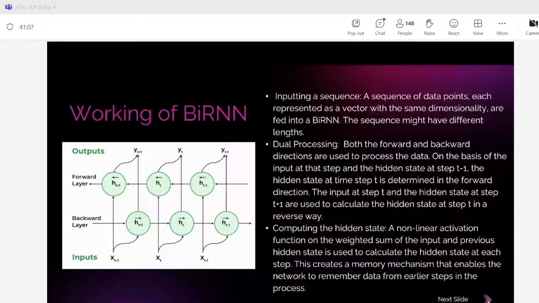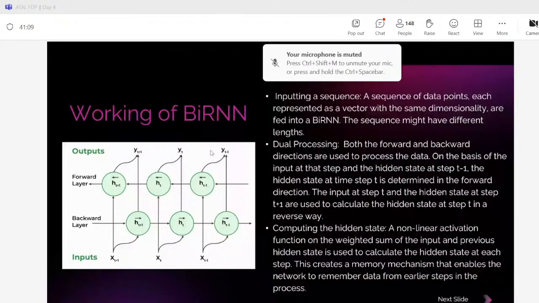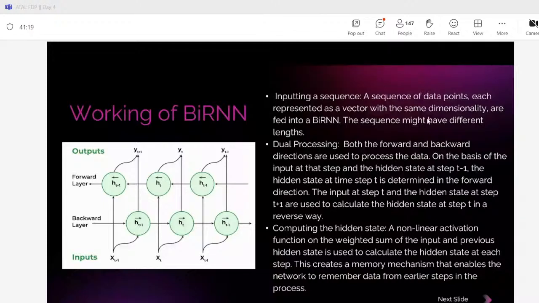Thank you. So this is the working of BiRNN. Here we are inputting a sequence, a sequence of data points, each represented as a vector with the same dimensionality, which are fed into the BiRNN. The sequences might have different lengths, in both the forward layer and the backward layer. And it is capable of dual processing, in both forward and backward directions. That is the main highlight of this BiRNN.